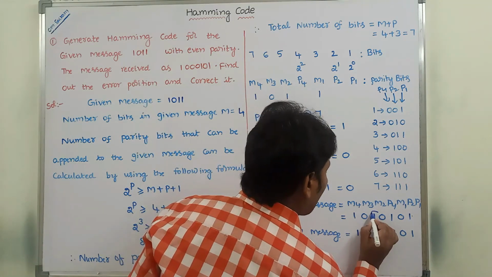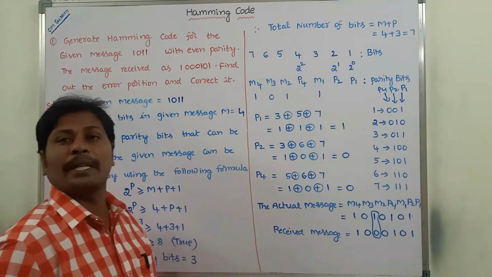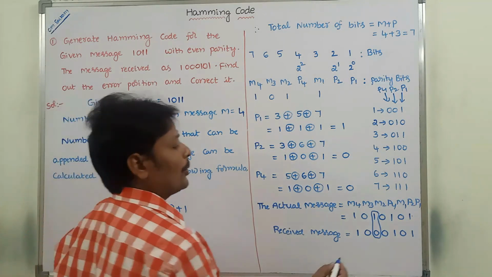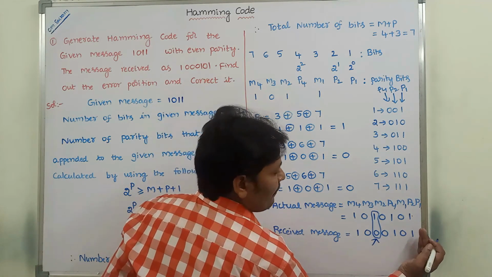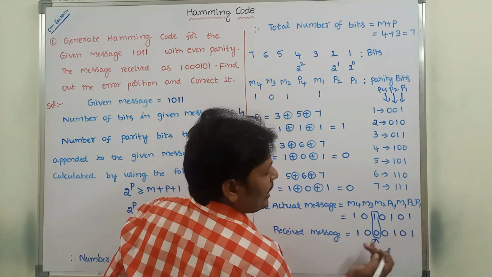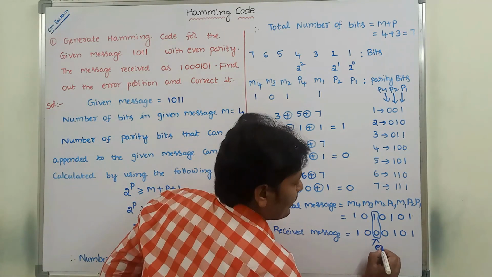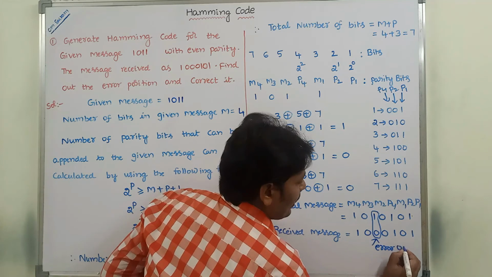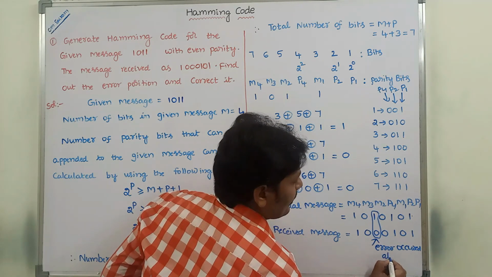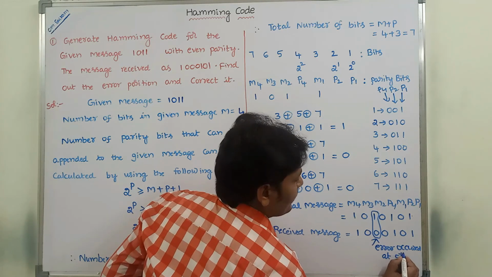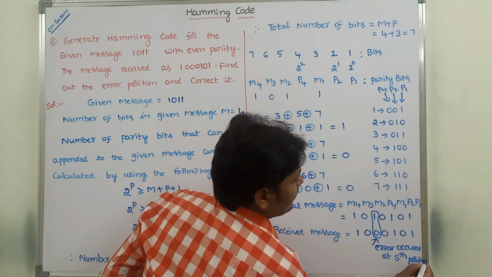Now, after comparing the actual message with the received message, the fifth position is different. Here the position value is calculated from the LSB side to the MSB side. So therefore the error occurred at the fifth position.